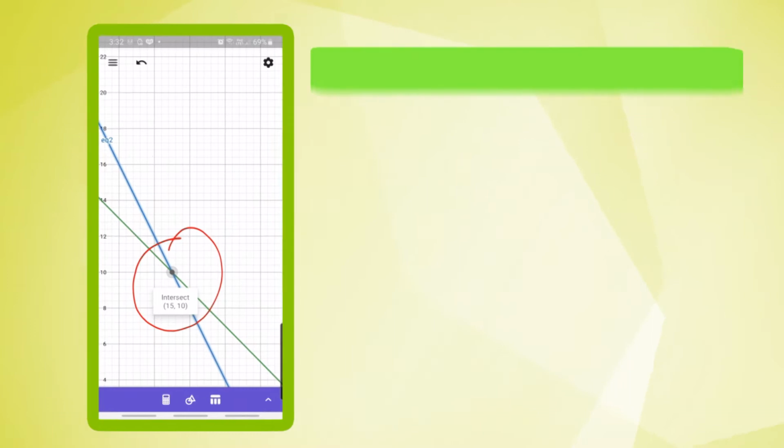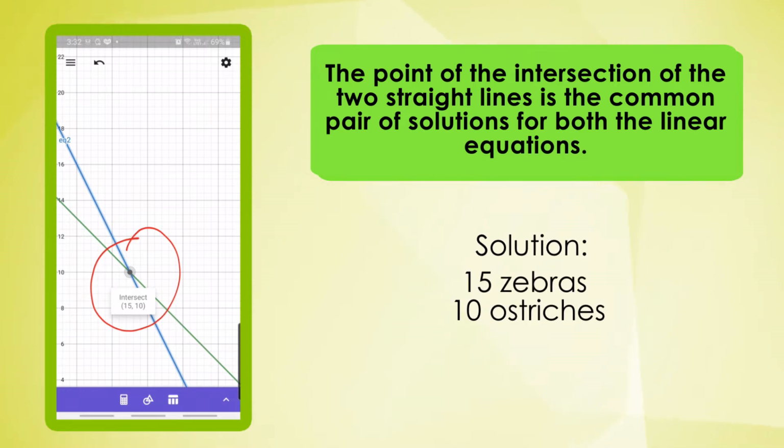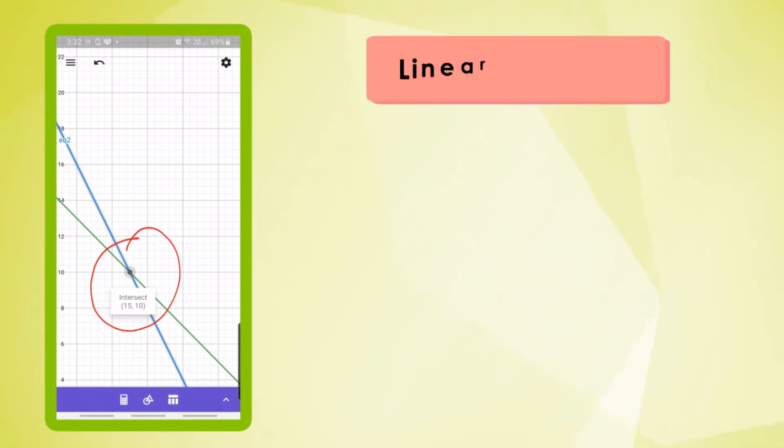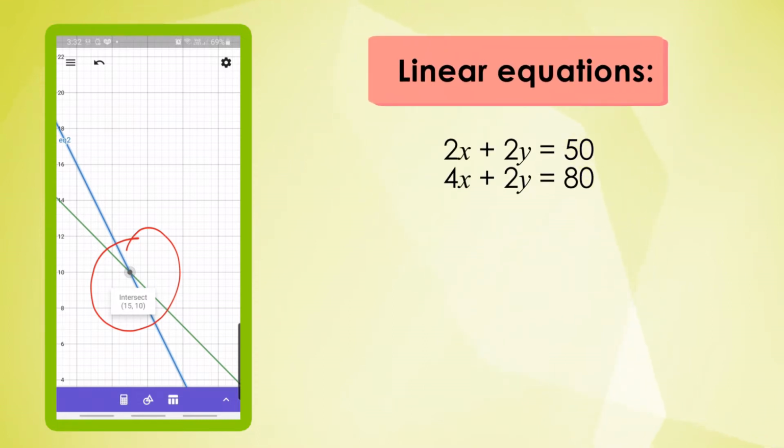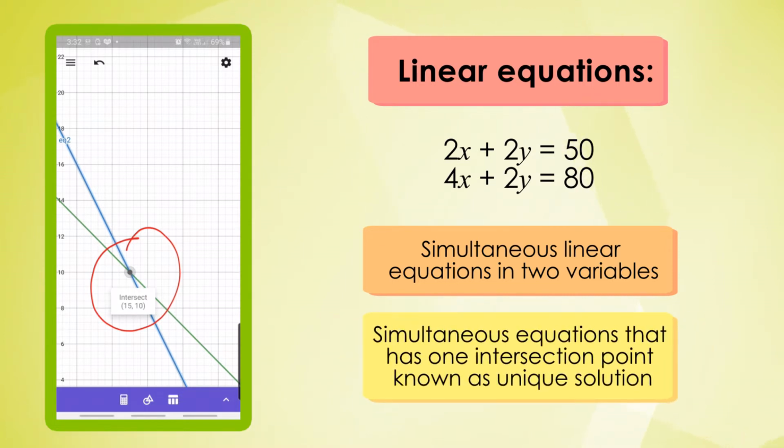From the intersection point, we can conclude that there are 15 zebras and 10 ostriches. Linear equations 2x plus 2y equals 50 and 4x plus 2y equals 80 are simultaneous linear equations in 2 variables. The point of intersection of 2 linear equations is the solution of the simultaneous linear equations. The solution means that both values will satisfy both of the equations.